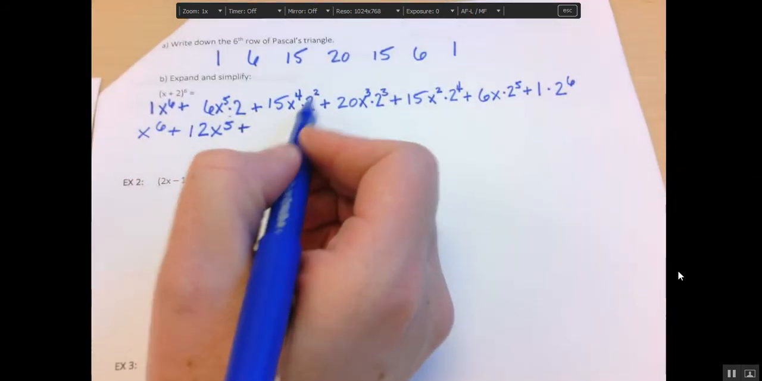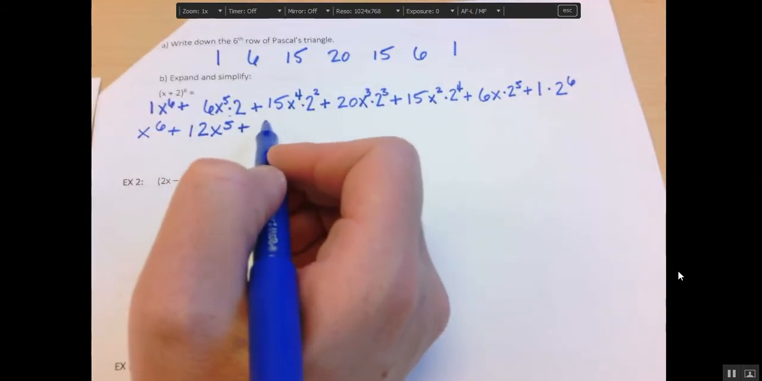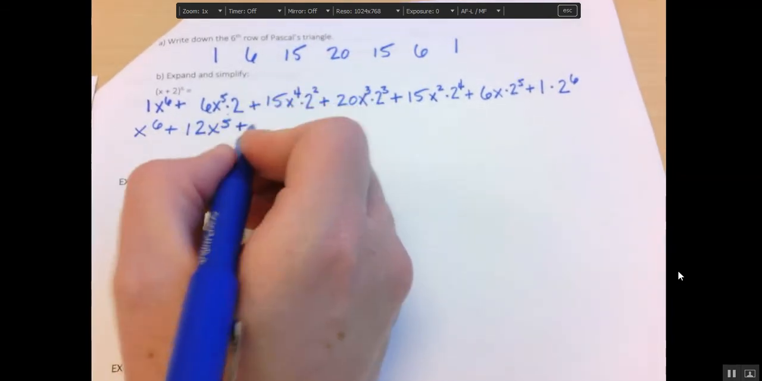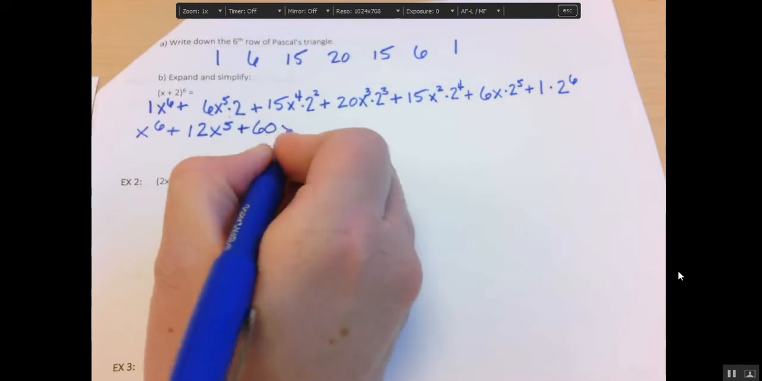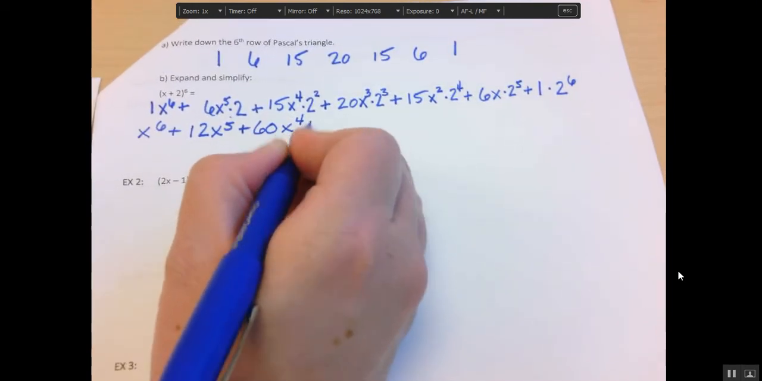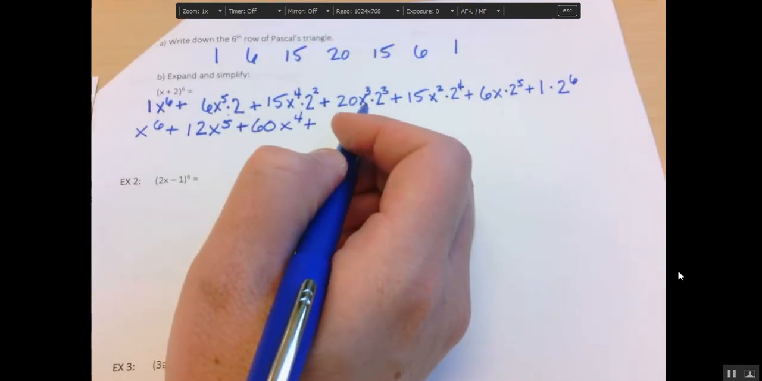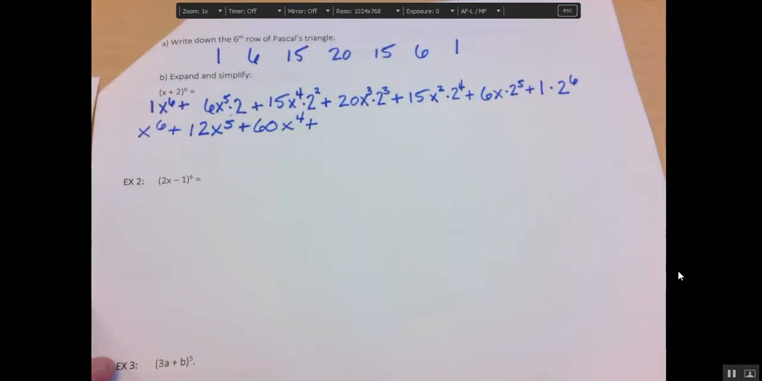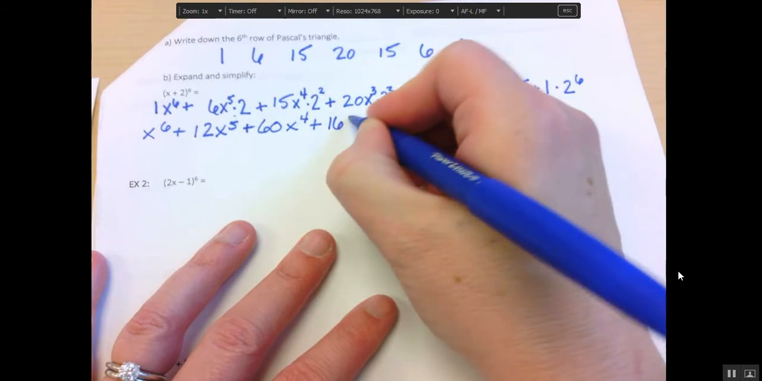All right, the next one, 2 squared is 4. So 4 times 15. Some of these you can do in your head. 60, good. Okay, 2 to the 3rd, how much is that? 8, and 8 times 20. 160. Good mental math.